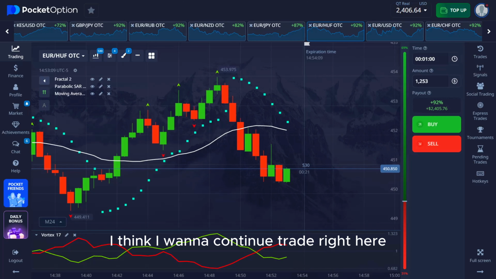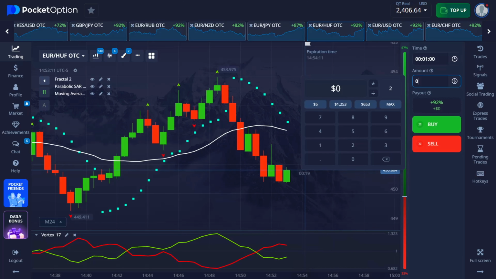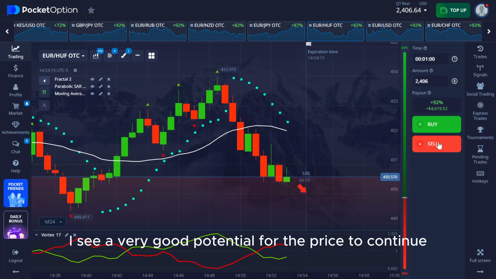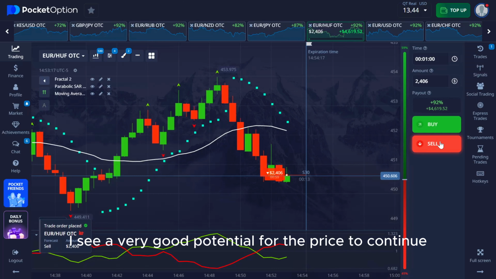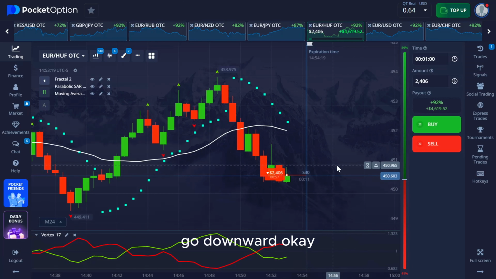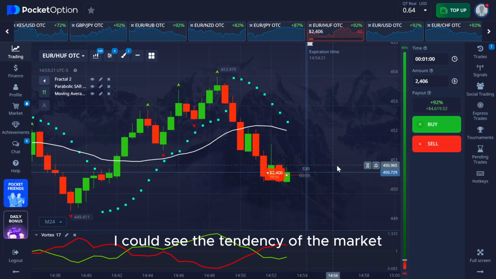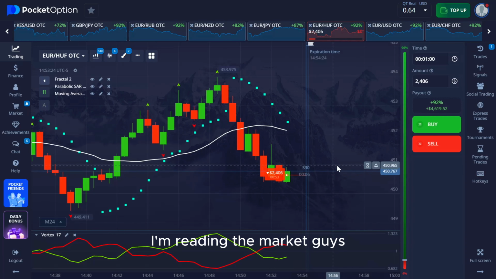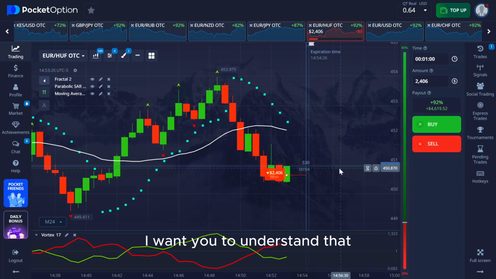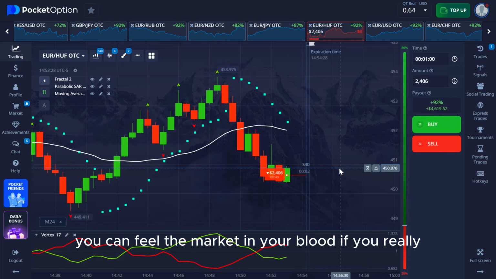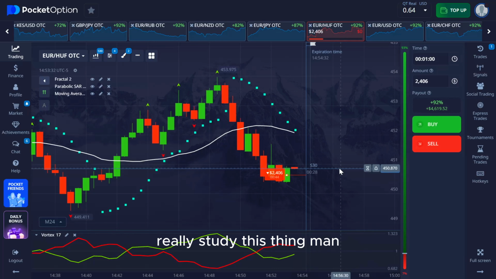I think I want to continue trade right here. 406. I see a very good potential for the price to continue going downward. Okay, I could see the tendency of the market. I'm reading the market. Guys, I want you to understand that you can feel the market in your blood if you really, really study this thing, man.